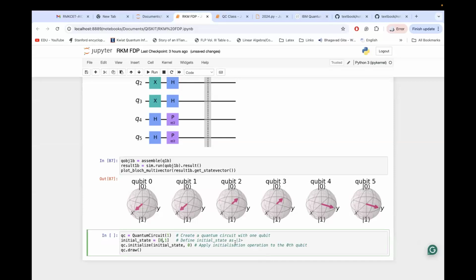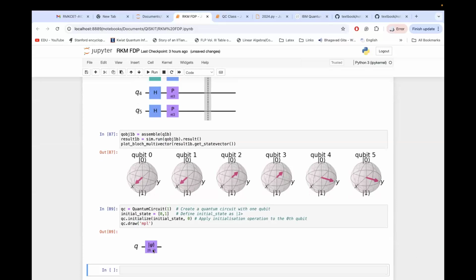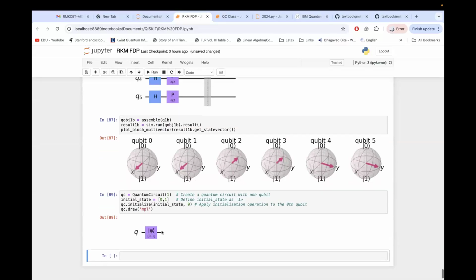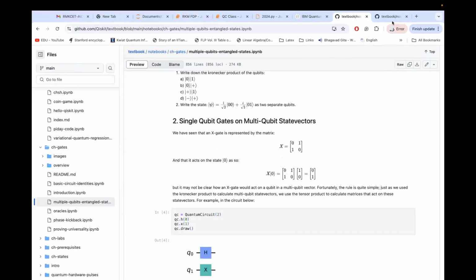0, 1. That means vertically polarized light. So this is what is going to happen. And if you don't use this, it is going to be like this. So now the system is initialized in the 0 state instead of the 1 state. That state initialization we can use, right?